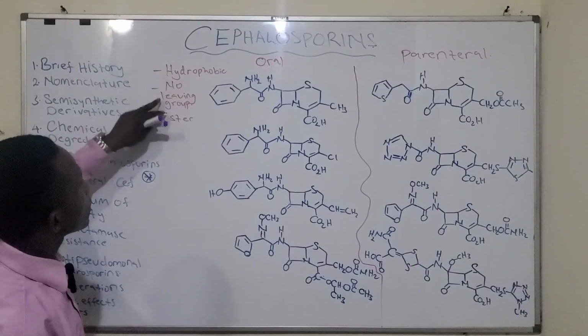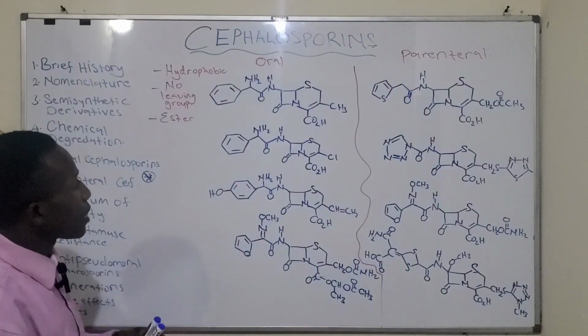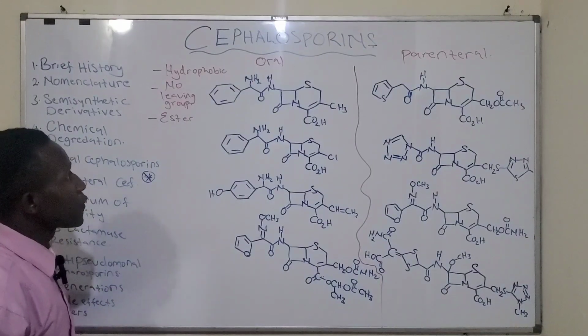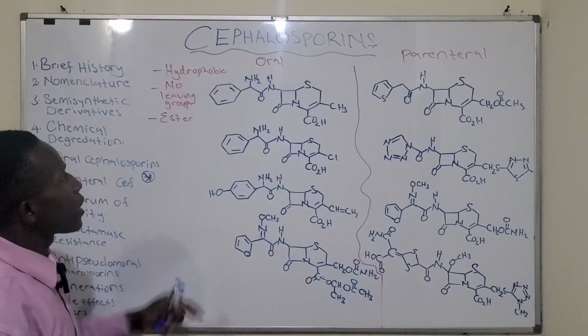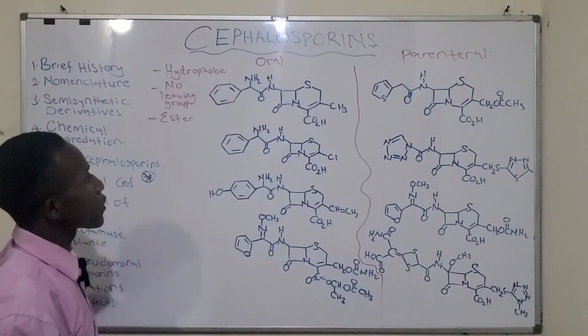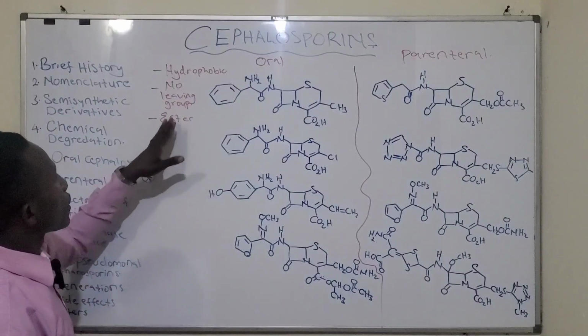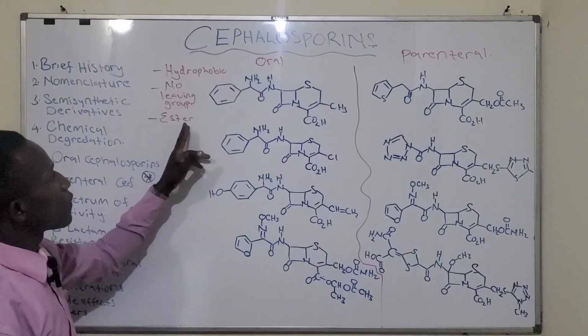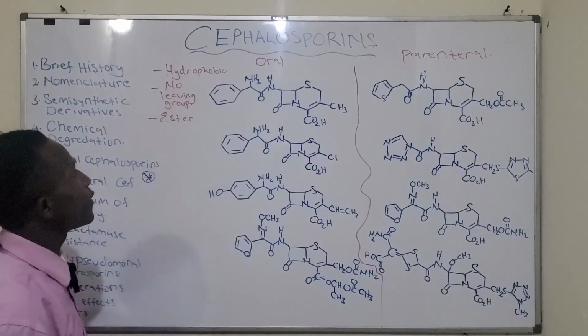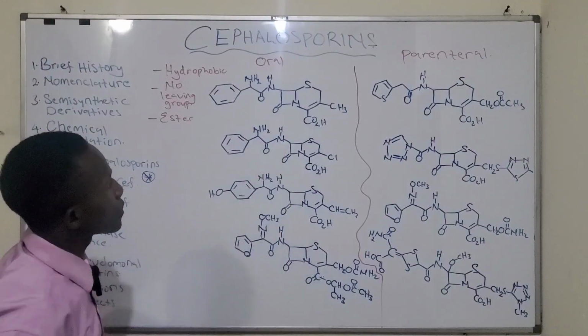Then this leaving part, because we said that the leaving group is catalyzed by the acid. If it's catalyzed by the acid, we shall form a lactam, which will degrade the cephalosporin, meaning it will be inactive. So if it has a leaving group, it should have an ester to compensate for the leaving group. For example, this structure.